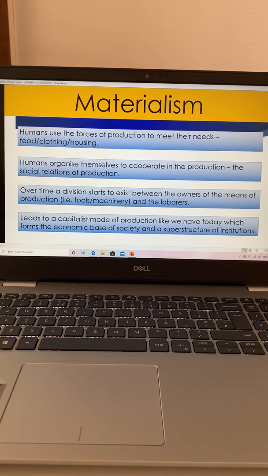So firstly, we've got materialism. So people organise themselves in a way to cooperate in the production.